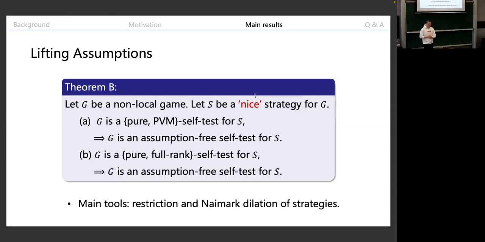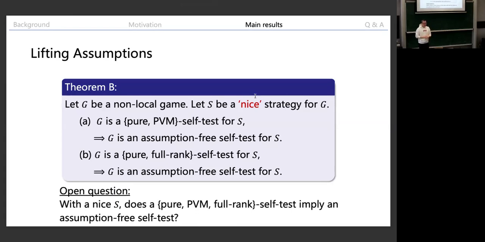The main tool that we use for this work is that we look at the restriction and the Naimark dilation of strategies, and prove some propositions about them. I will leave the details of the proof to the very end. We believe that these technicalities might be of interest for people outside self-testing, because restriction and dilation are also commonly used in other areas, for example, in the study of quantum correlations.